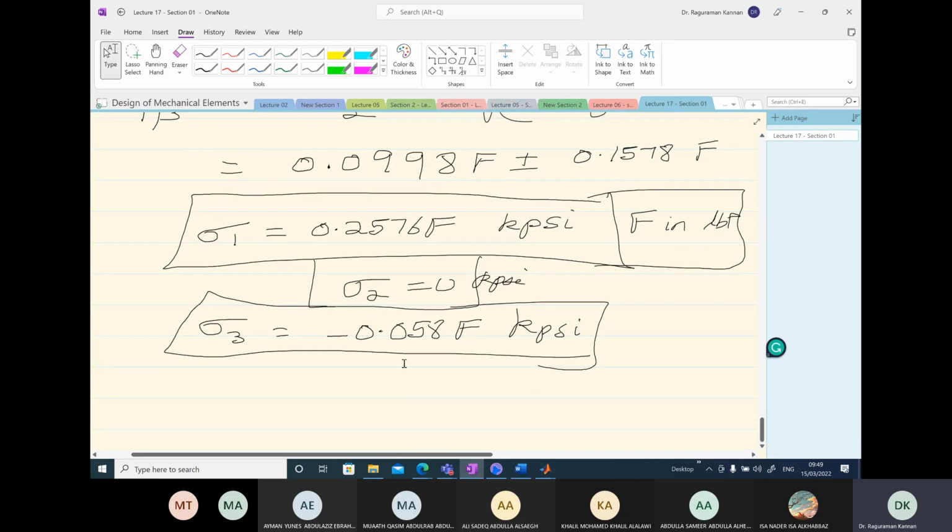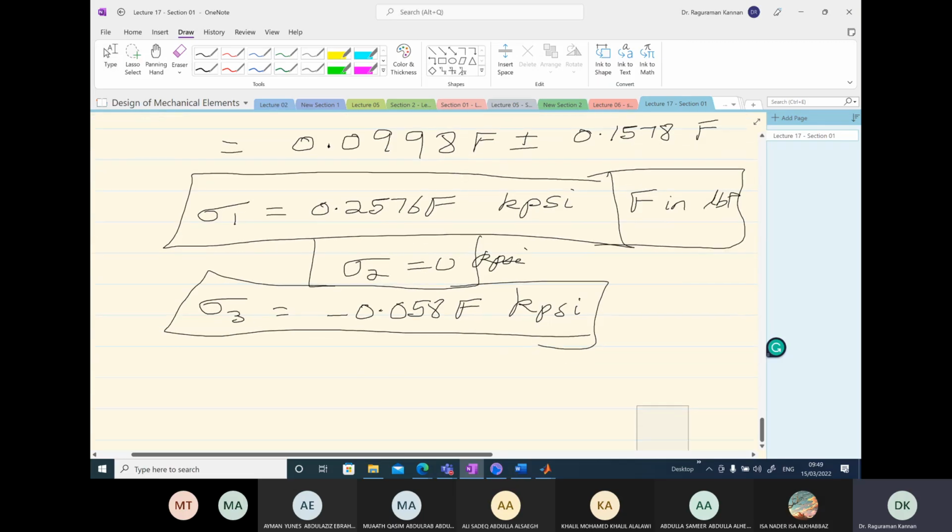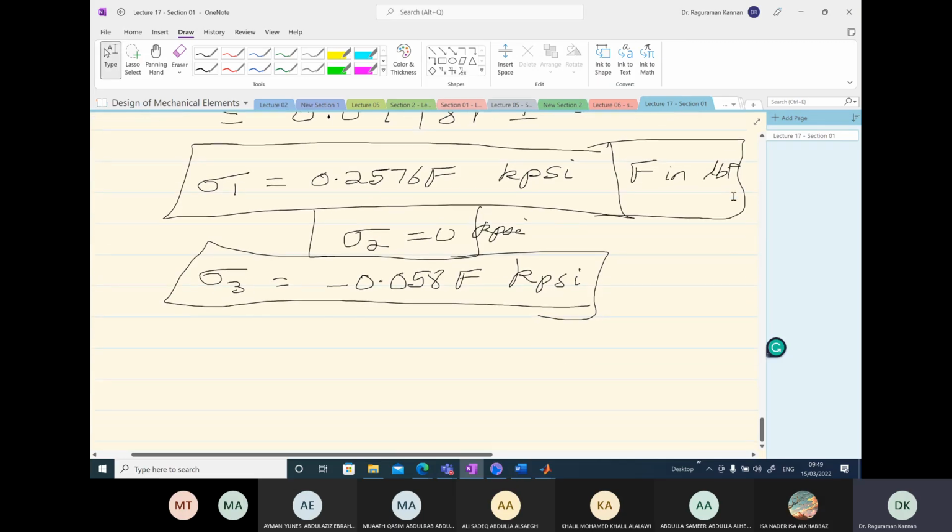Since one is positive and another guy is negative, we use the Coulomb-Mohr theory in this form. Sigma 1 over SUT minus sigma 3 over SUC.